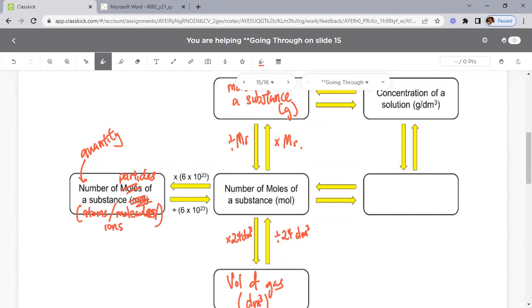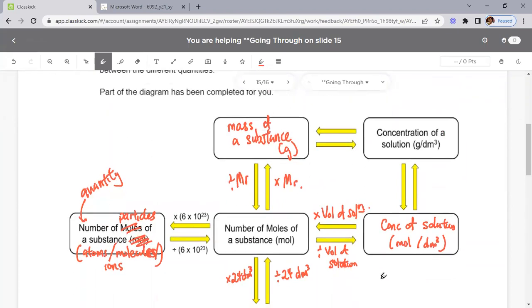I can actually convert this to the concentration of a solution in terms of mole per dm cube. So how to convert mole into concentration in terms of mole per dm cube? I must divide by the volume of the solution. If I want to convert from concentration to number of moles, I need to multiply by the volume of the solution.